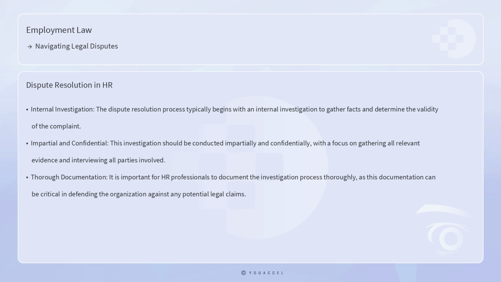Despite these preventive measures, disputes may still arise, and HR professionals must be prepared to address them promptly and effectively. The dispute resolution process typically begins with an internal investigation to gather facts and determine the validity of the complaint. This investigation should be conducted impartially and confidentially, with a focus on gathering all relevant evidence and interviewing all parties involved. It is important for HR professionals to document the investigation process thoroughly, as this documentation can be critical in defending the organization against any potential legal claims.